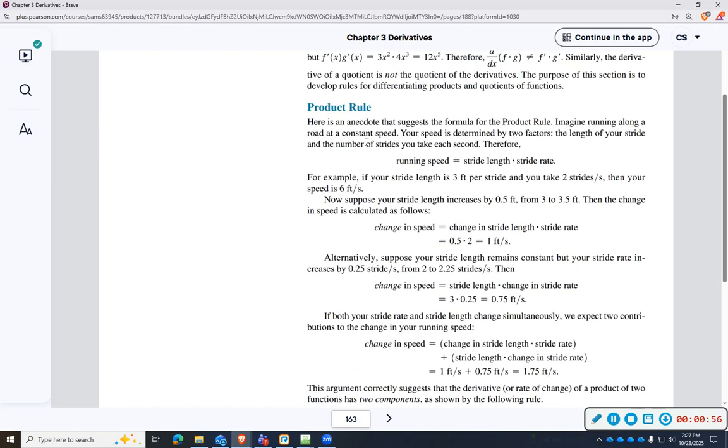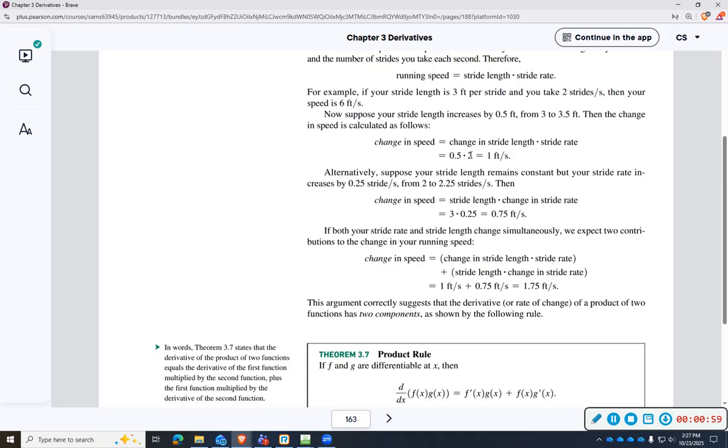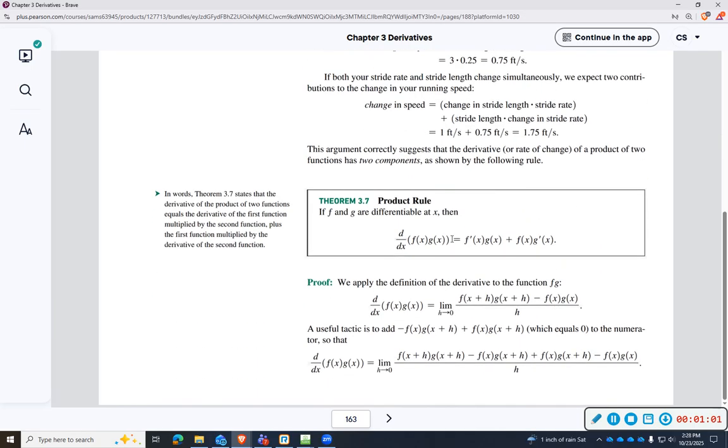So we went over the product rule. It kind of gives you some background, and then it explains the product rule here. The product rule is you multiply the derivative of one function times the other, and then you do the opposite. You keep one function the same, and then you take the derivative of the other and multiply it. So I say derivative of the first times the second, and then the derivative of the second times the first. So that's what this is. And then here's the proof of it right below.